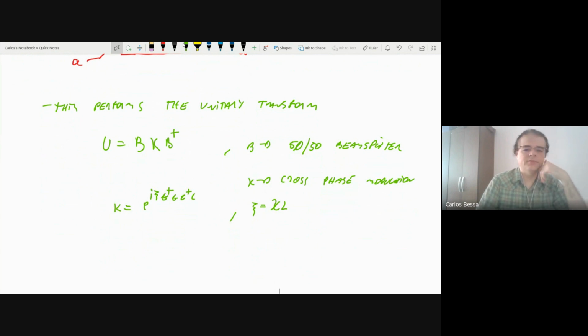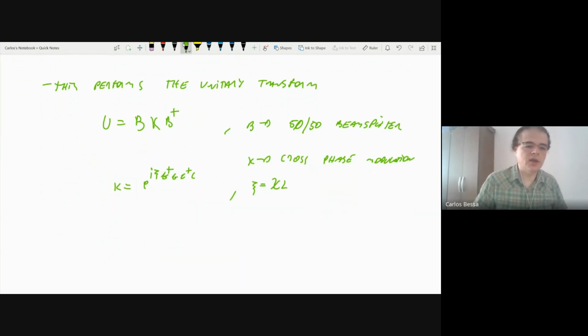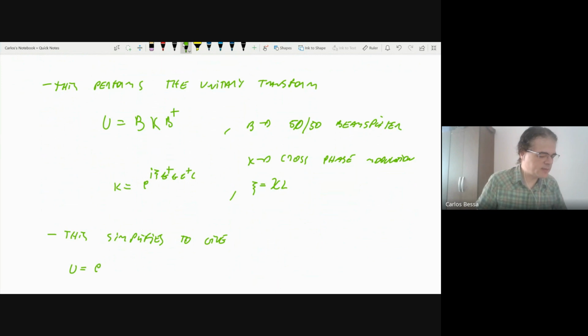So we can see, and because the calculation is long, I'll just give some hints and we'll have a homework. So this simplifies to give... U is, when we use the definition of B, and B is... let's see.